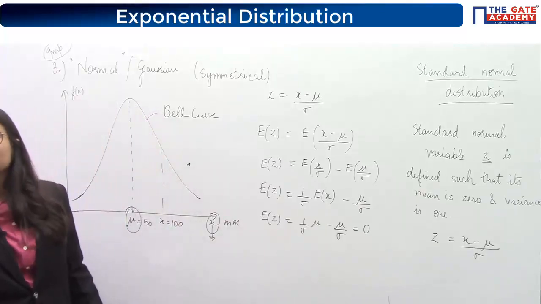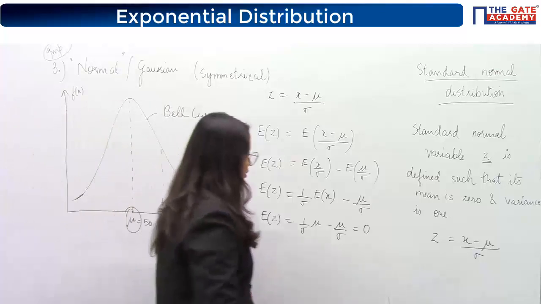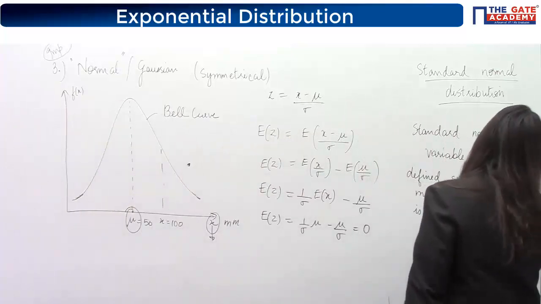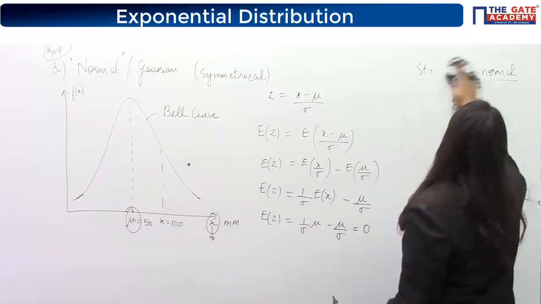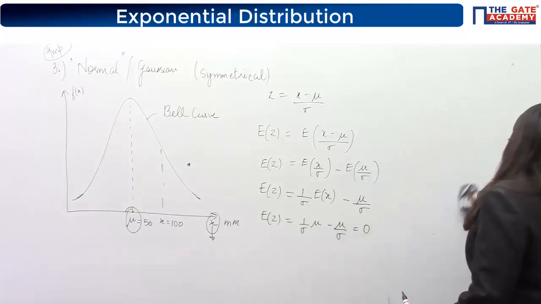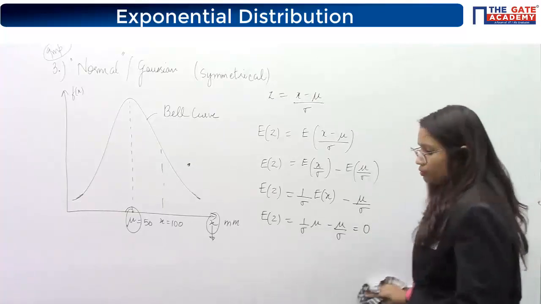Okay, now let's again see how the variance is coming out to be 1. Again, use the properties. Tell me, you can prove that.